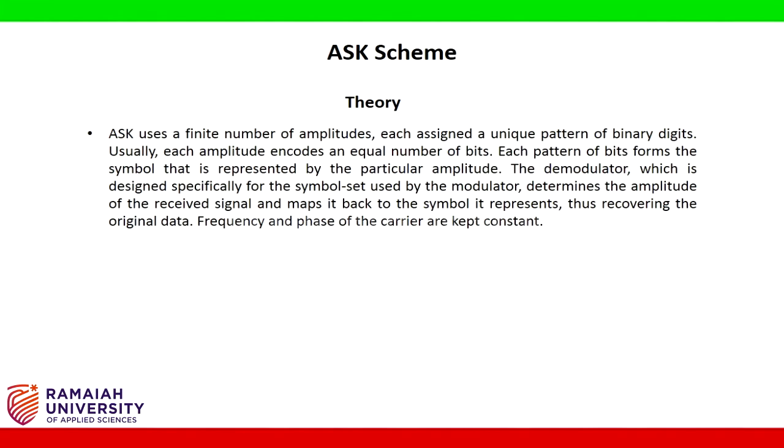ASK uses a finite number of amplitudes, each assigned a unique pattern of binary digits. Usually, each amplitude encodes an equal number of bits. Each pattern of bits forms the symbol that is represented by the particular amplitude. The demodulator, which is designed specifically for the symbol set used by the modulator, determines the amplitude of the received signal and maps it back to the symbol it represents, thus recovering the original data. Frequency and phase of carrier are kept constant.